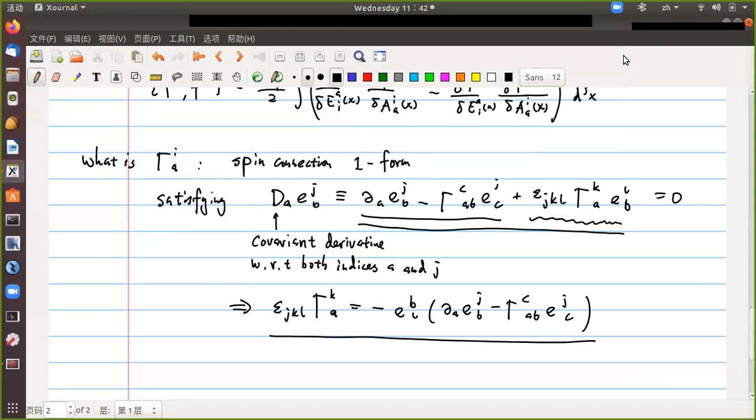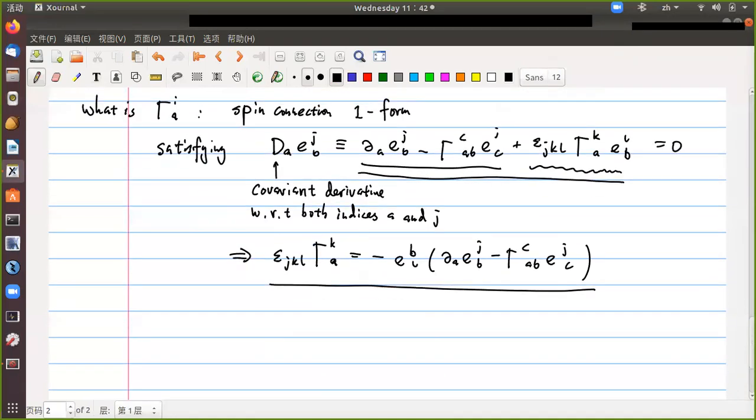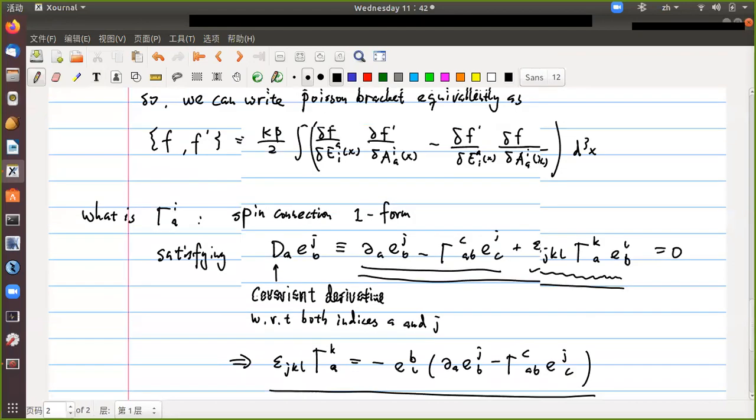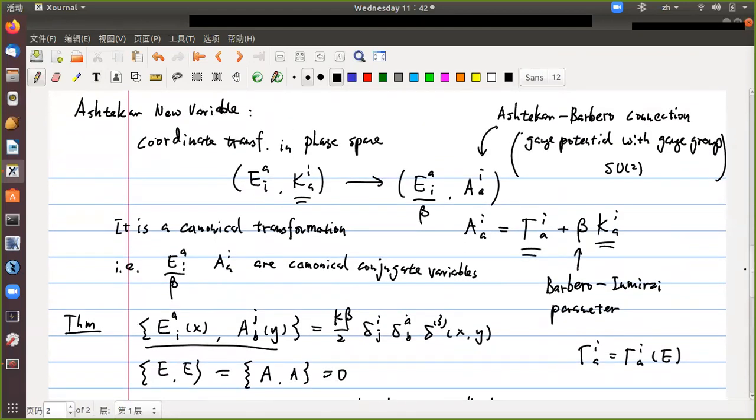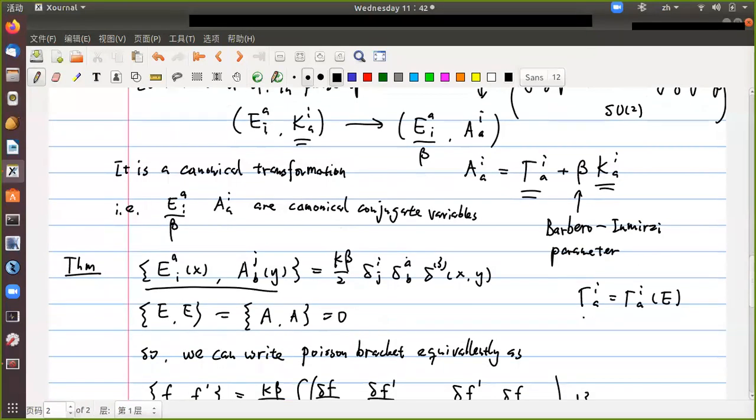Before we stop, we talk about this gamma. This is the definition of gamma, and you can see in order to be a coordinate transformation and in order to compute this Poisson bracket, you need to know how the new variables E and A depend on the old variables E and K. So of course E depends on E, and A should depend on both E and K. And so here A depends on K linearly, but A depends on E non-linearly. And because gamma depends on E, gamma is just a function of E.